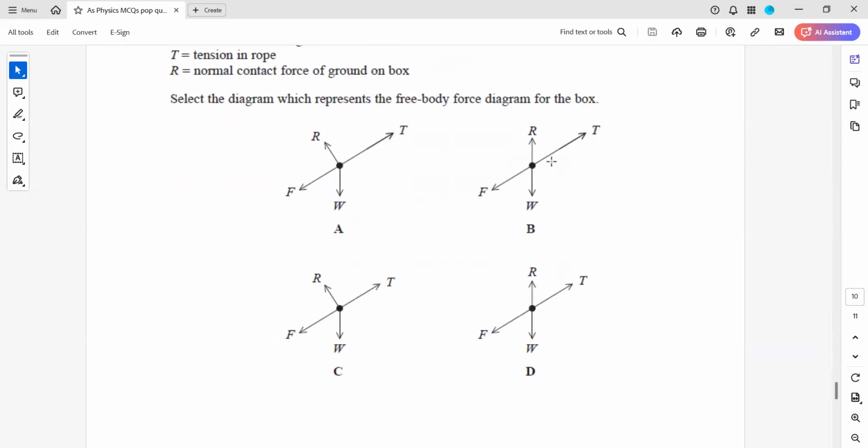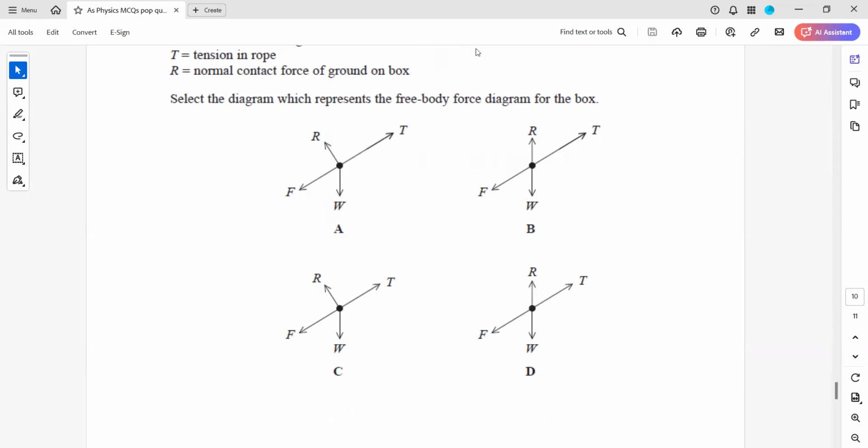The mistake in B and D is that the direction of R is not correct, because R should always be perpendicular. So if this was an inclined surface, R should be perpendicular. So either A can be an answer or C can be an answer. Now, why do we select A, why not C?